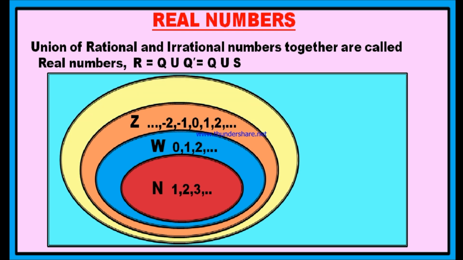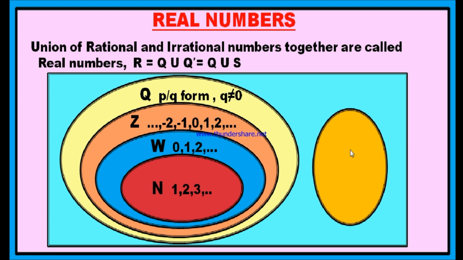And this is the set of rational numbers, which are in the form of p by q, where q is not equal to 0, and both p and q are integers. Every natural number is also a rational number, every whole number is also a rational number, and every integer is also a rational number. You see, the circle N, the circle W and the circle Z are parts of the total circle Q. Therefore, all these numbers are included in the set of rational numbers.